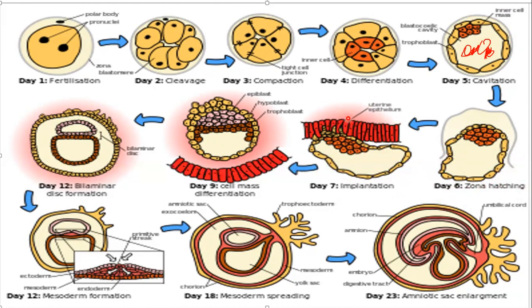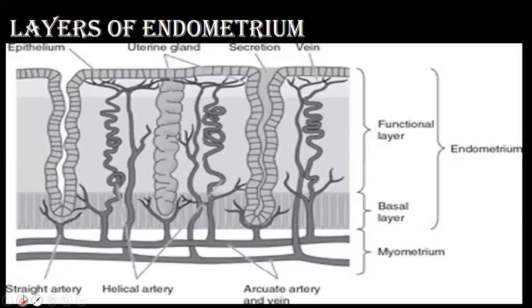Now we move further and study what follows the blastocyst. But before going there, just see the layers of the endometrium, since we say that the blastocyst is going to attach to the endometrium. The endometrium is classified into basically three layers. The functional layer is divided into two: the compact layer and the spongy layer, and the other is the basal layer. There are the glands and the arteries, and you can easily see here that the arteries are spiral in shape.